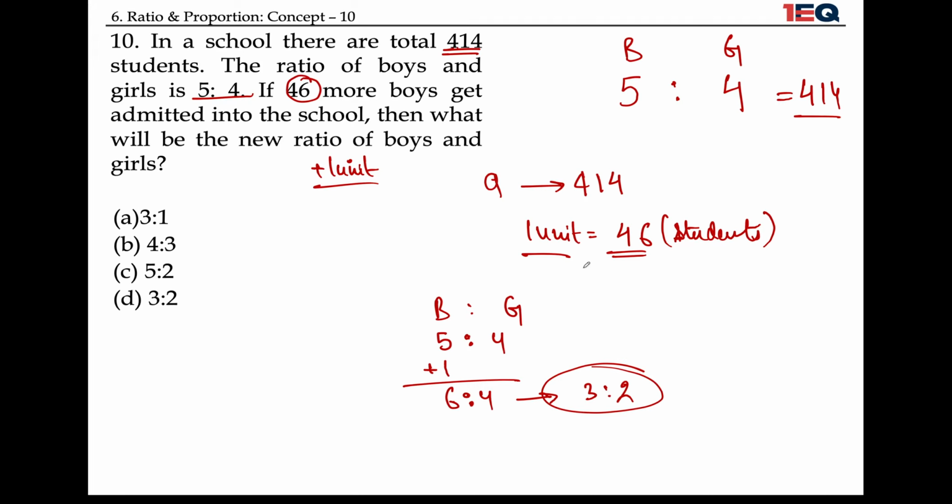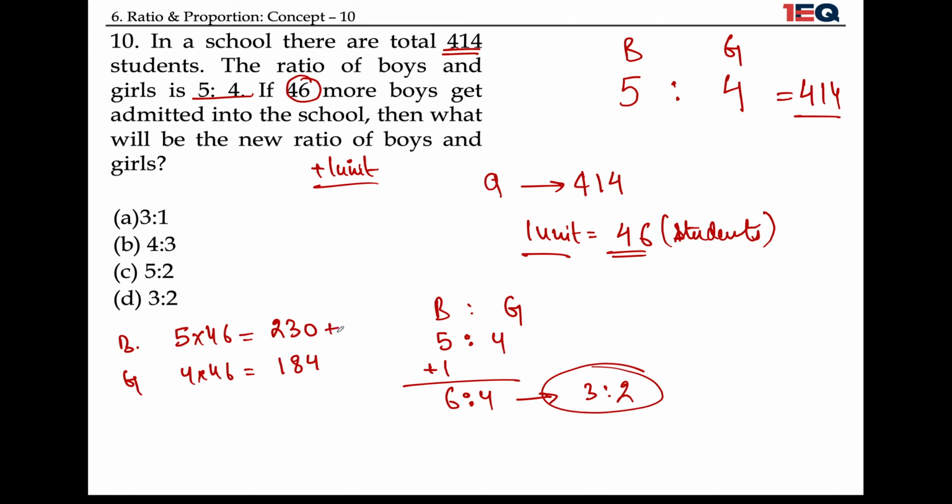The longer way says that 1 unit of boys needs to be added. Let me find out the total number of boys first. 5 multiplied by 46 would be the total number of boys, which comes out to be 230. Okay, these are boys. Talking about girls, 4 multiplied by 46: 4 sixes are 24, 4 fours are 16, so 184.